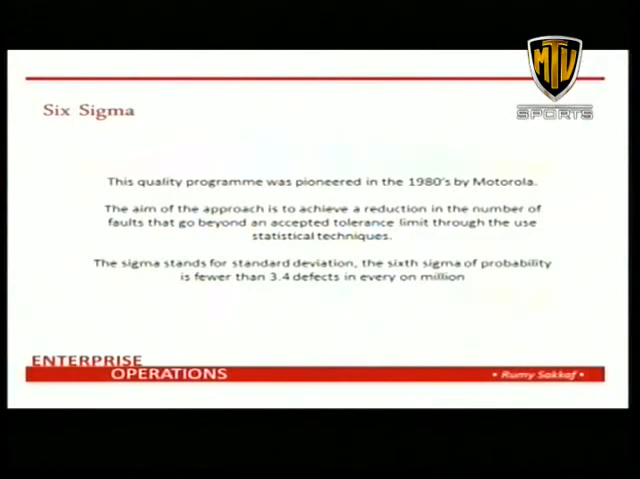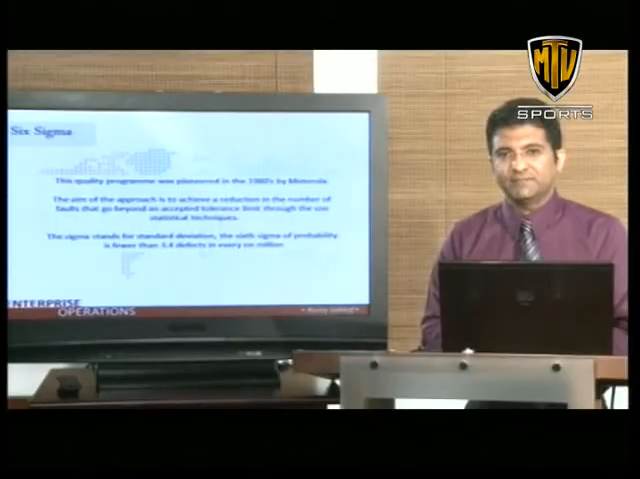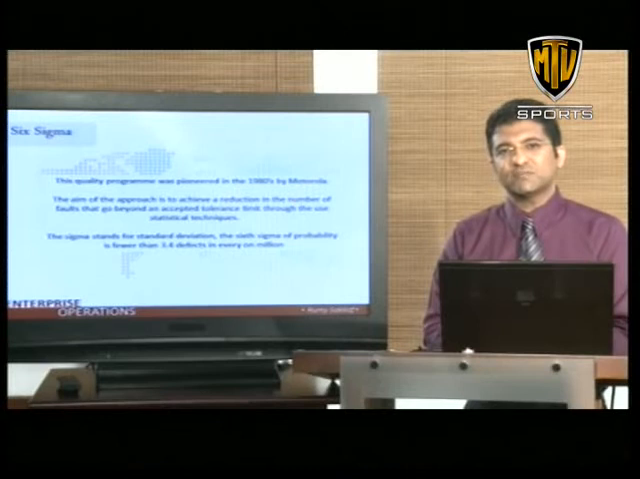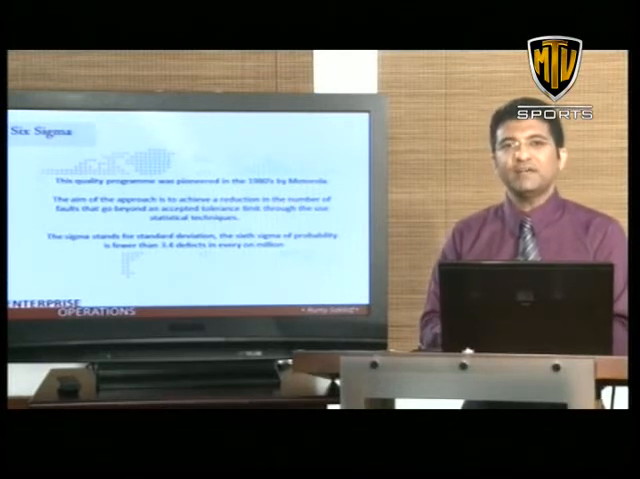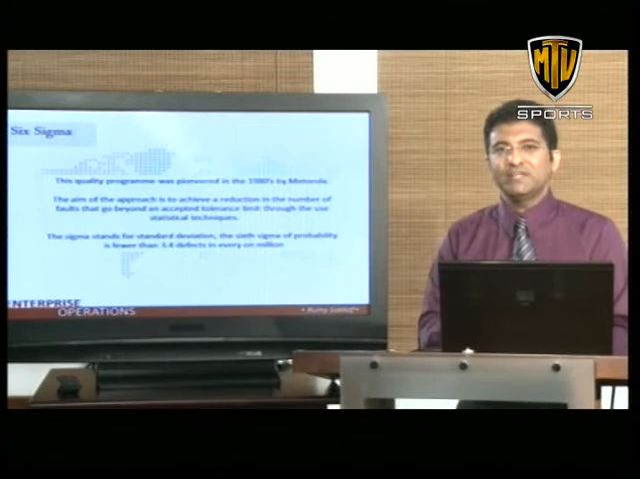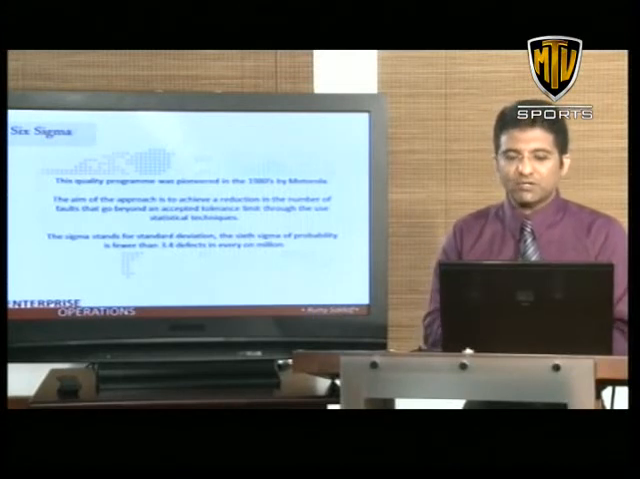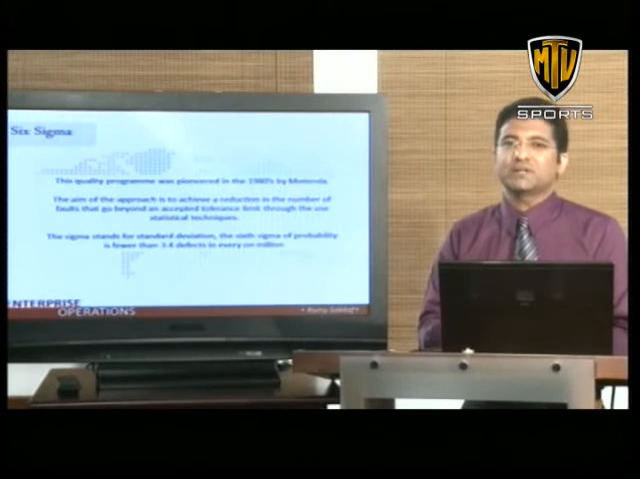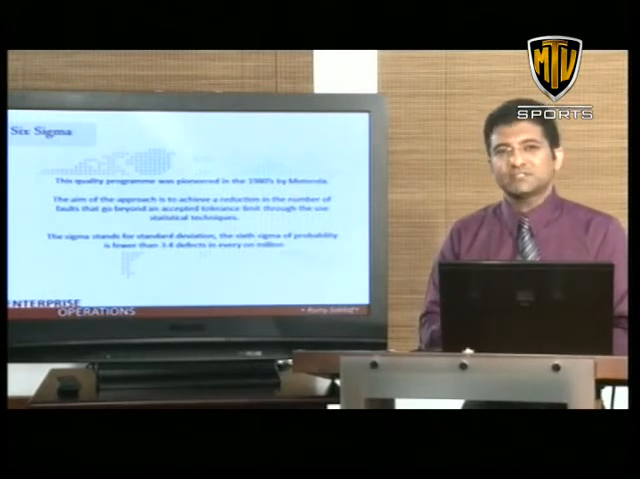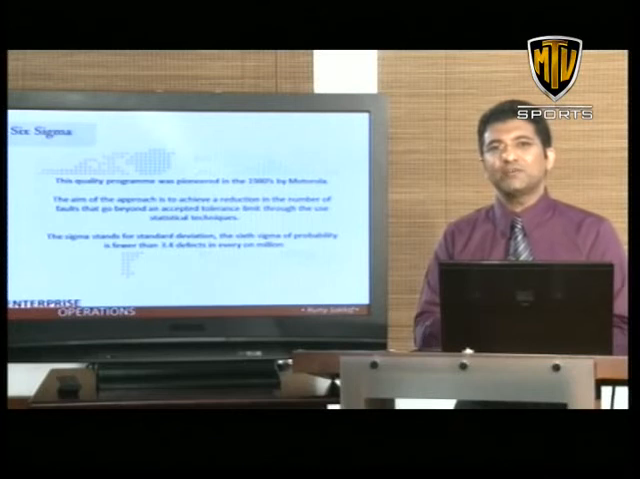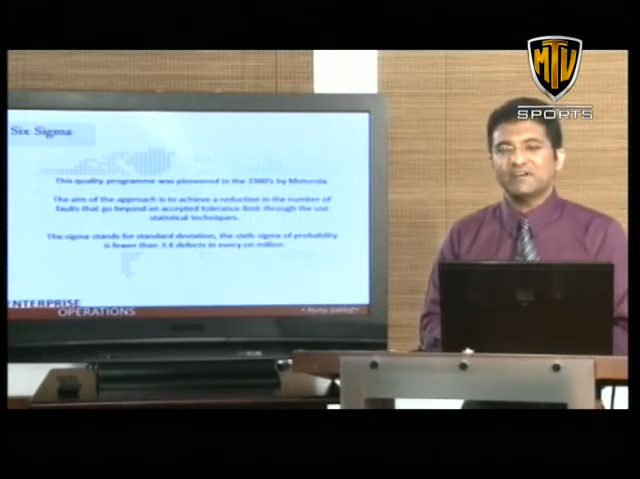The aim of this approach is to achieve a reduction in the number of faults that go beyond an accepted tolerance limit through the use of statistical techniques. Please note, identify very clearly: Six Sigma mainly concentrates on faults or defaults, which should be within a tolerance level and should not go beyond the accepted tolerance limit. So statistically we identify very clearly the tolerance level, where to maintain it and how to maintain it through a statistical technique.